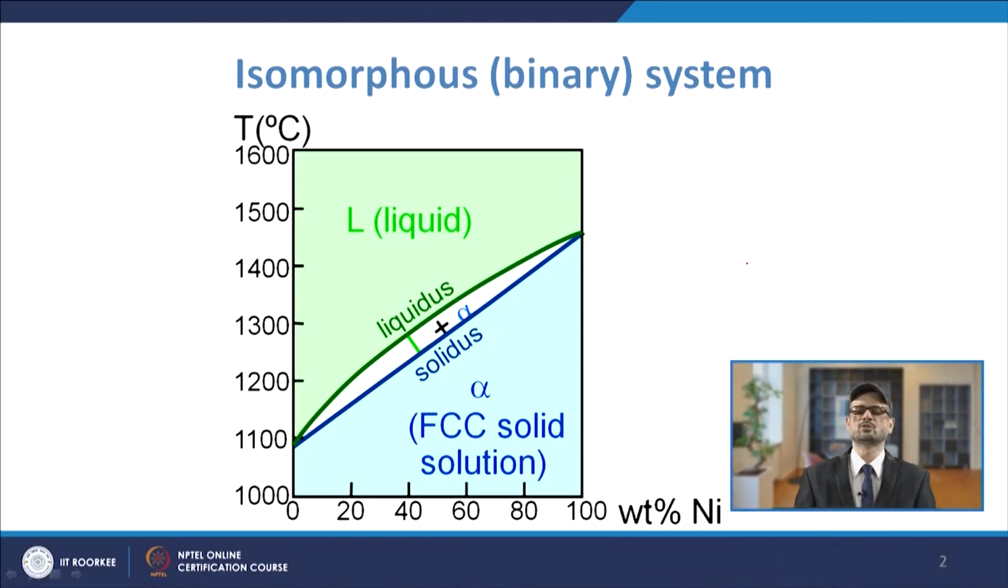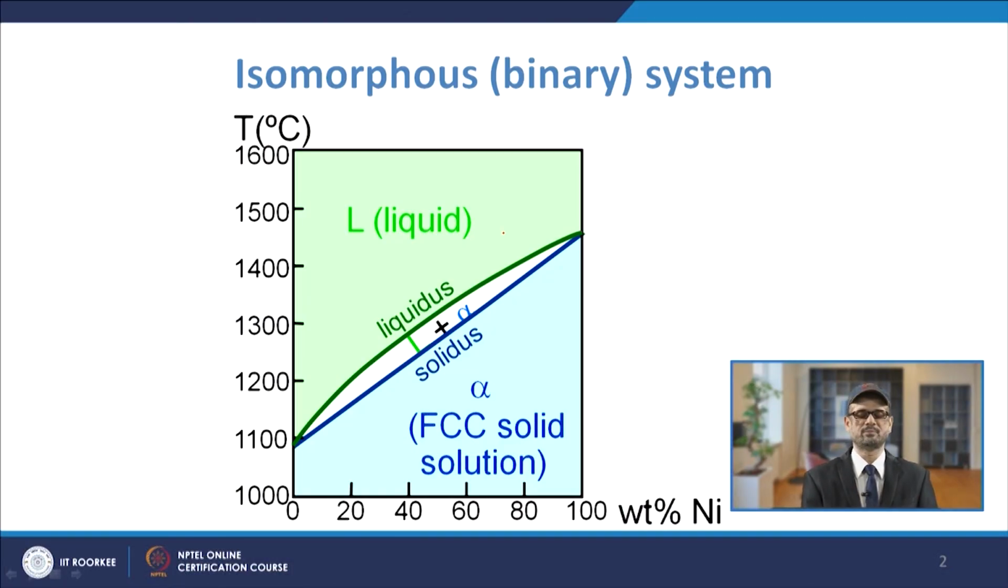Coming to the first case, that is of the isomorphous system, and this is of the copper nickel system. We have already seen in our earlier lectures that an isomorphous binary system is the one where you have complete liquid as well as solid solubility.